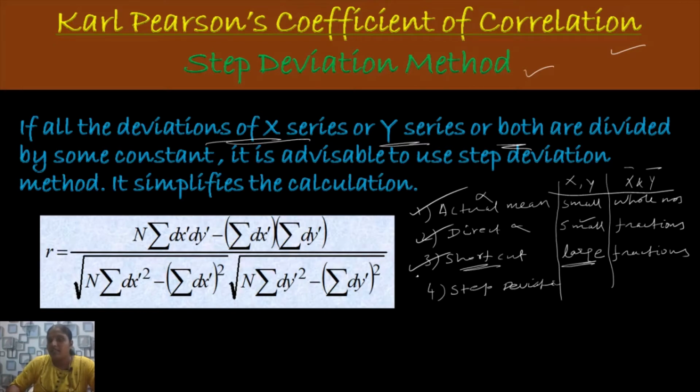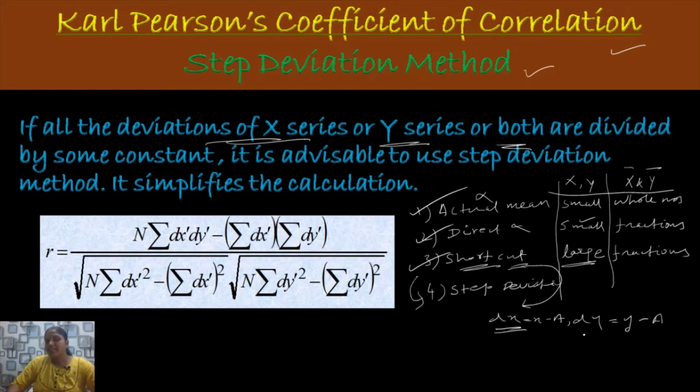Then when do we prefer the step deviation method? In the shortcut method, we take the deviations from the assumed mean. Here we have to take x deviations and y deviations. That is, dx is the deviation of x values from the assumed mean A, and dy is the deviation of y values from the assumed mean.